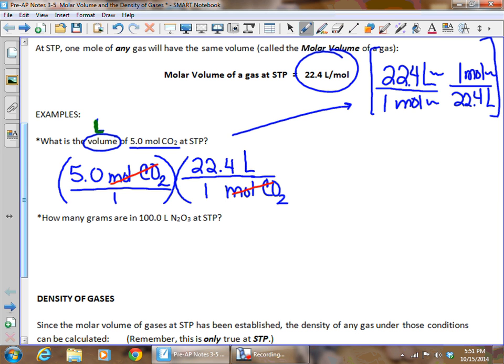22.4 liters of CO2 is what 1 mole of CO2 occupies. We get ready to circle that. We see that that is what it's asking us for. It's asking us to find volume. When we multiply those two together, since they're side by side, we come up with 112.